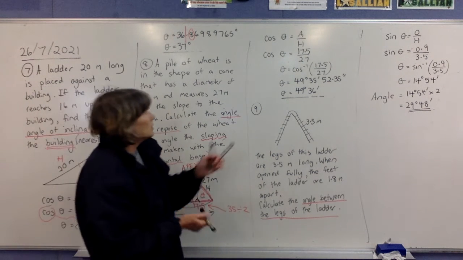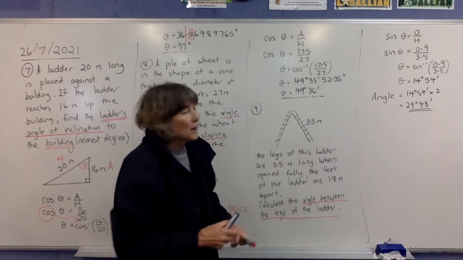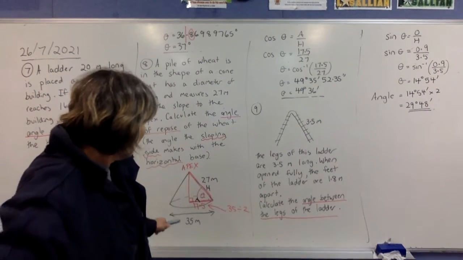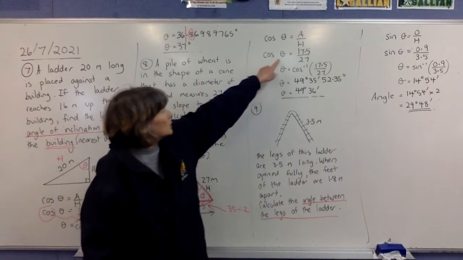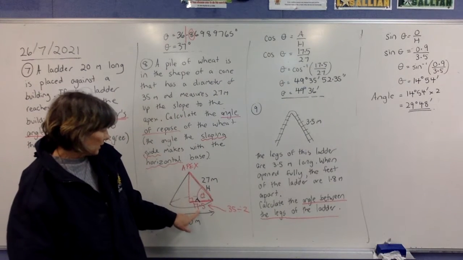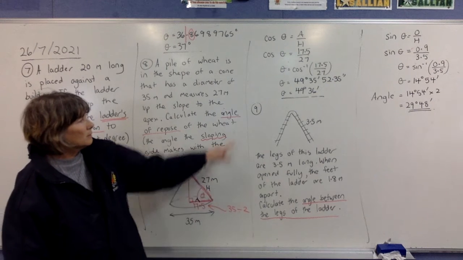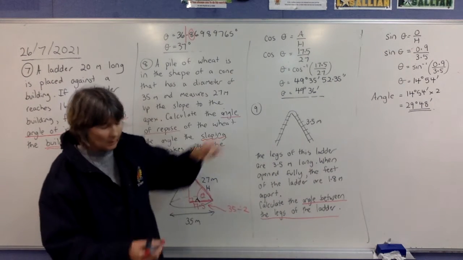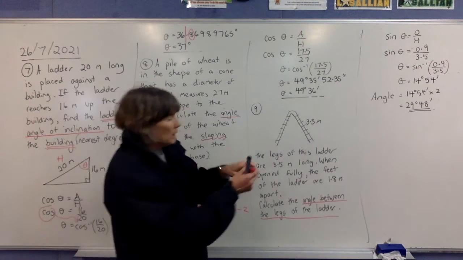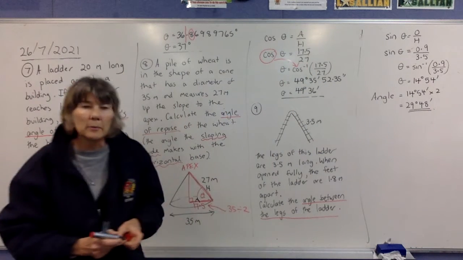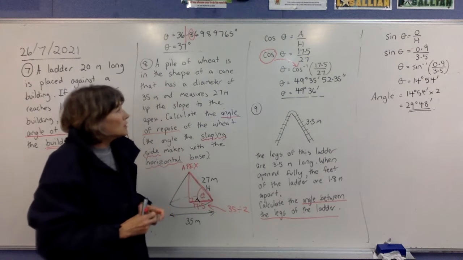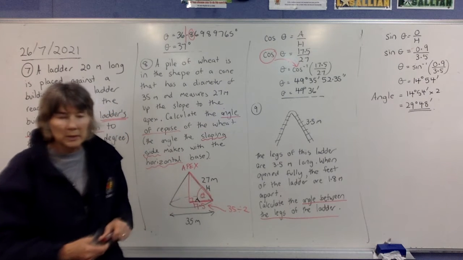So we're using cos. Cos theta equals A over H. If we sub in, we don't have our angle, that's what we're looking for. So it's cos theta equals 17.5 over 27. Put that in. Then we're going to get rid of our cos. Come to the other side, and we're doing inverse cos of 17.5 over 27.